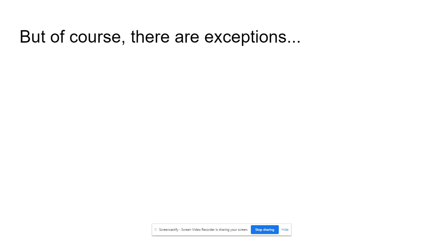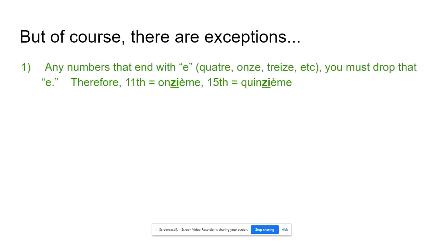Okay. Of course, it's French, so nothing is ever simple, and we always have exceptions and rebels. Okay, so there are a few rules. The first rule is if you have a number that ends with the letter E, a few examples here, 4, 11, 13, okay, you have to drop that E. So for example, 11th would become onzième. So you got rid of that E there and just went ahead and added that em right away. 15th would become quinzième. So we took number quinze, which would normally end with an E, dropped that E, and then added em. Okay, so that's one exception.